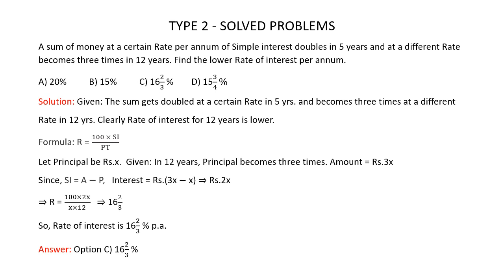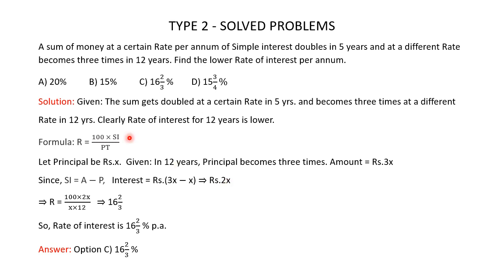Now since we do not know what is the principal, let's assume that the principal is rupees X. Now it's given that in 12 years the principal becomes 3 times of itself. That is, the amount is rupees 3x. Now if principal is rupees x, then the interest has to be 2x. Only then the amount can be 3x. So now we know that the principal is rupees x, the interest is rupees 2x, and time is 12 years.